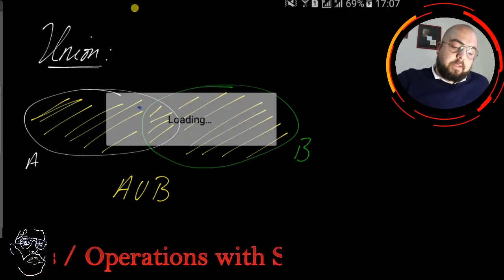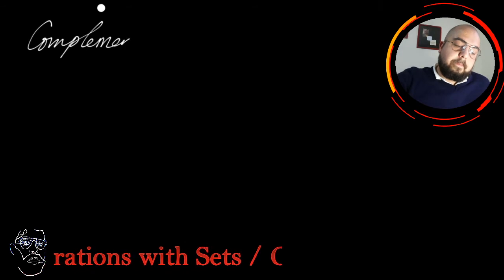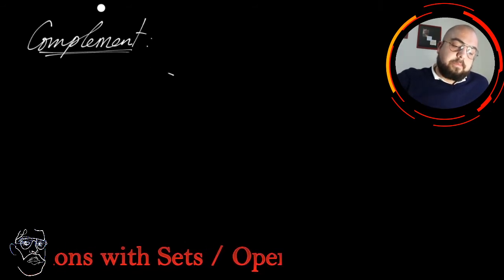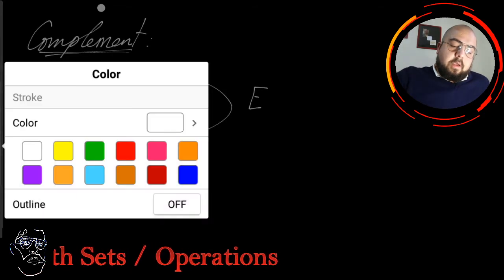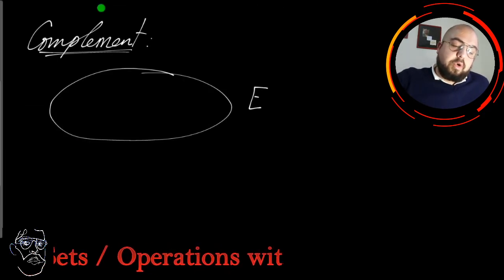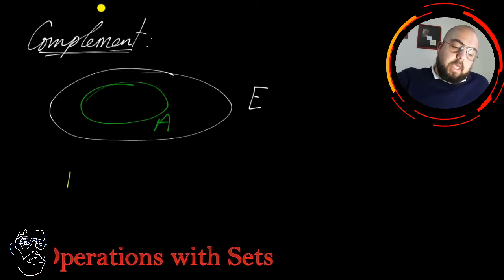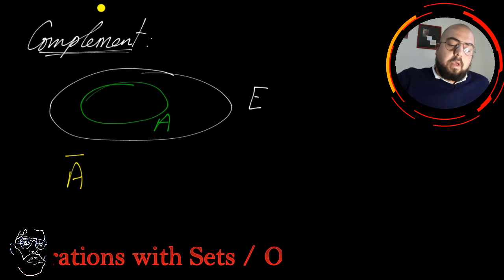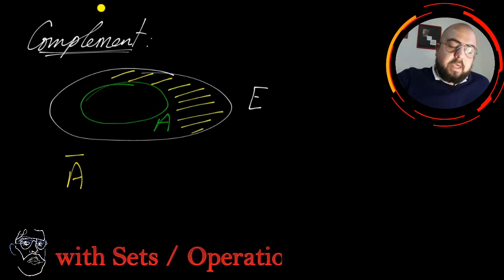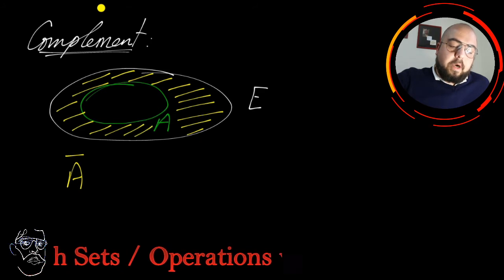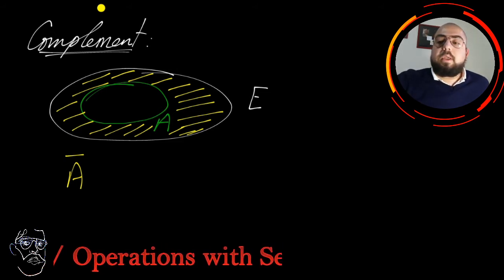And finally, we have complement. So what about the complement? In this case, let's say this is our set E, and we have a subset in E which is called A. The complement is denoted by A bar. A bar is the whole part of E which is outside A. So it's the part which complements A in order to get E. A bar is the part which is in yellow.